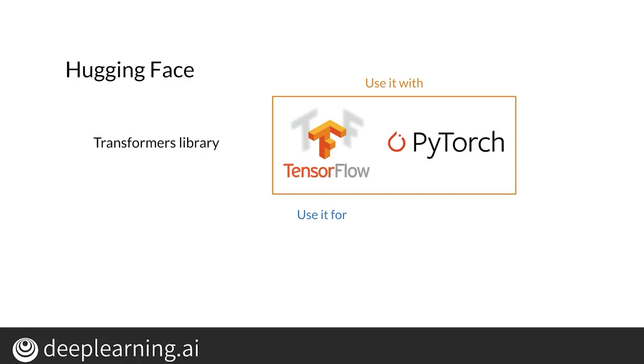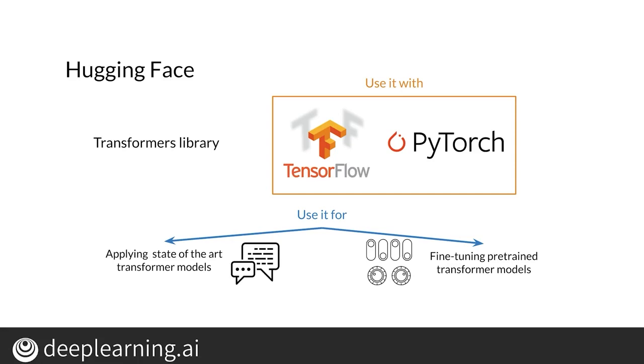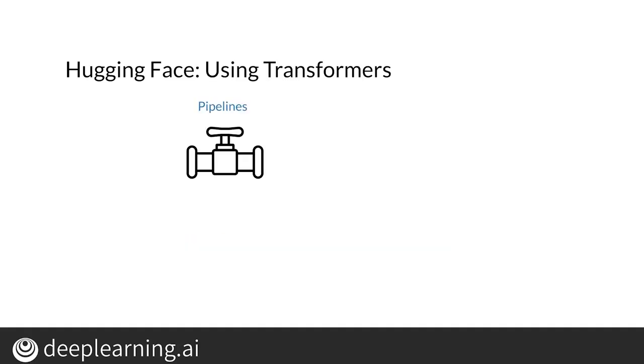You can use Hugging Face Transformers library for basically two things. One, applying state-of-the-art transformer models for a variety of NLP tasks, and two, fine-tuning pre-trained models using your datasets or the ones provided by Hugging Face. The Transformers library has the pipeline object that encapsulates everything you need to run a model on your examples. With pipelines, you can easily use state-of-the-art transformer models right out of the box for different NLP tasks.